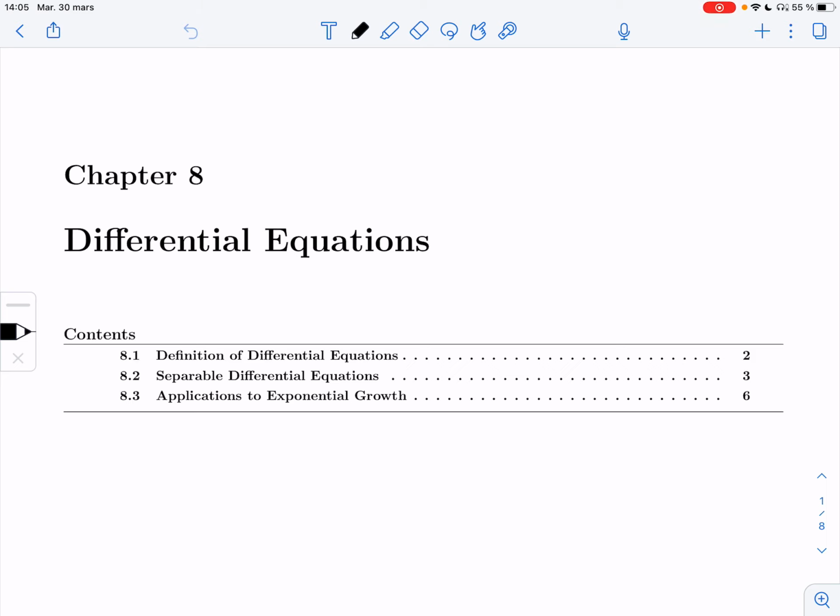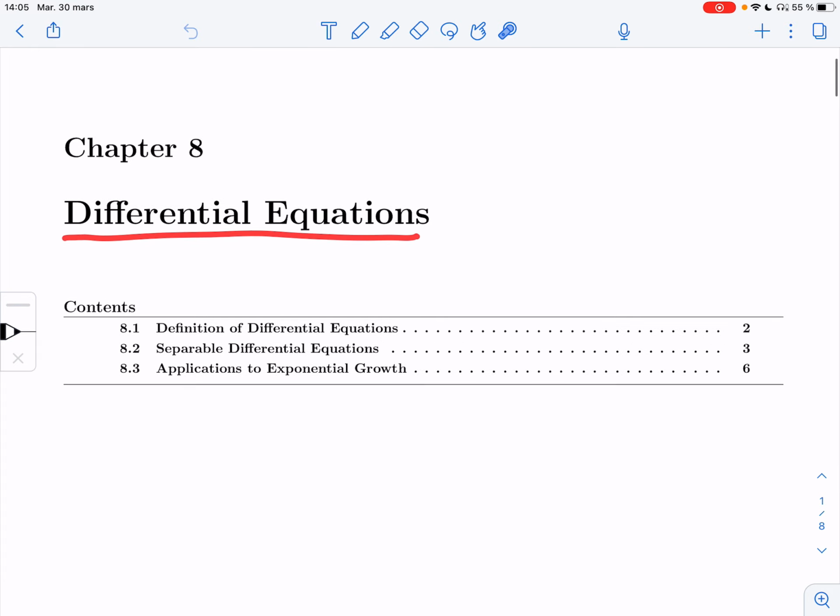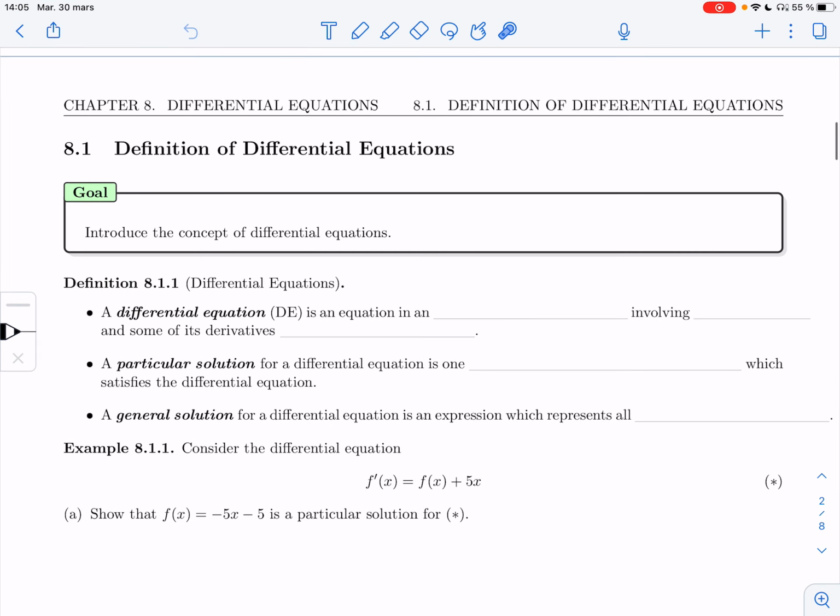Hello and welcome to Chapter 8, in which we'll be talking about differential equations. All right, let's start right away with section 8.1, where we'll be defining differential equations. Our goal is just to introduce the concept of a differential equation.